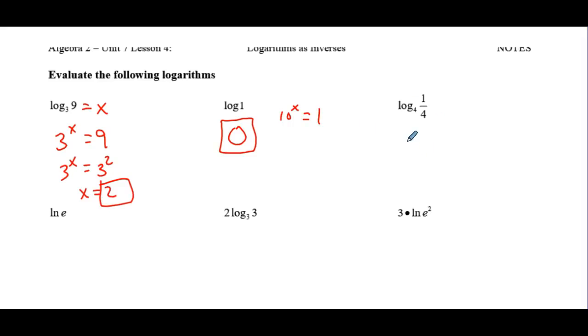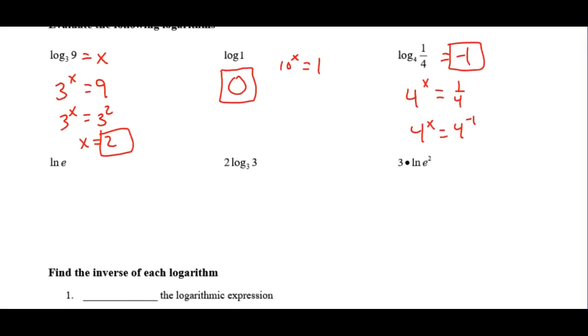All right, so again, let's try this one. 4 to the what is equal to 1/4. So let's flip this. Let's say 4 to the x equals 4 to the -1, right? Because fractions are reciprocals, which mean they're negative exponents. So this is equal to -1, right? And so that's kind of what we're trying to figure out here, is we're evaluating by using an exponential form to evaluate. All right? So why don't we try this next one?